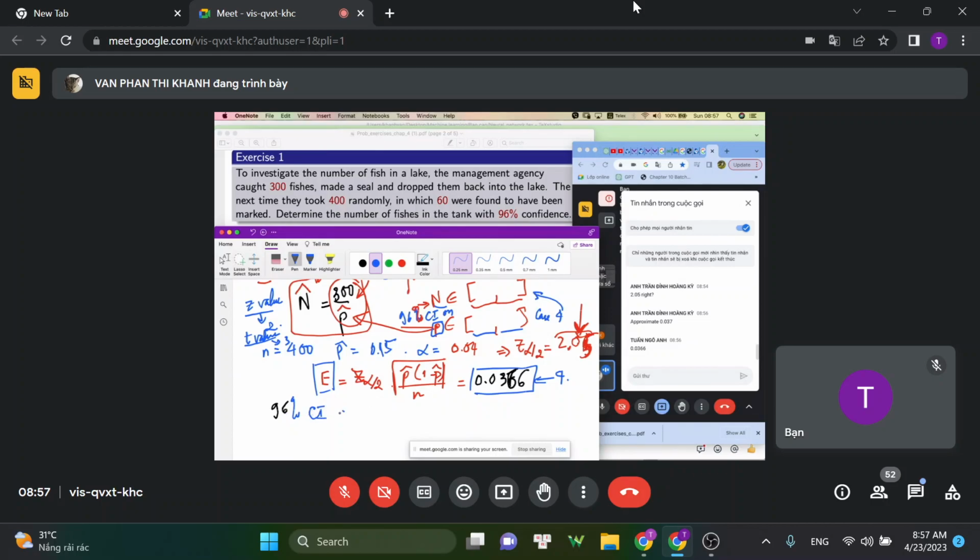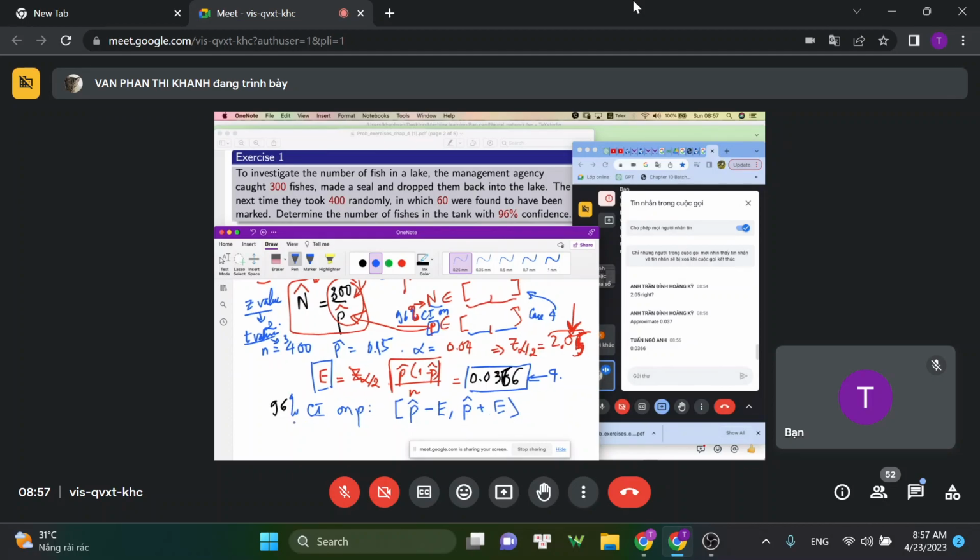Okay, so the 96% confidence interval on the proportion will be p hat minus E and p hat plus E, right? Now I can give the 96% confidence interval on N, where N is the number of fish in our lake. So what is that, class? What is N? N is 300 over P, right?